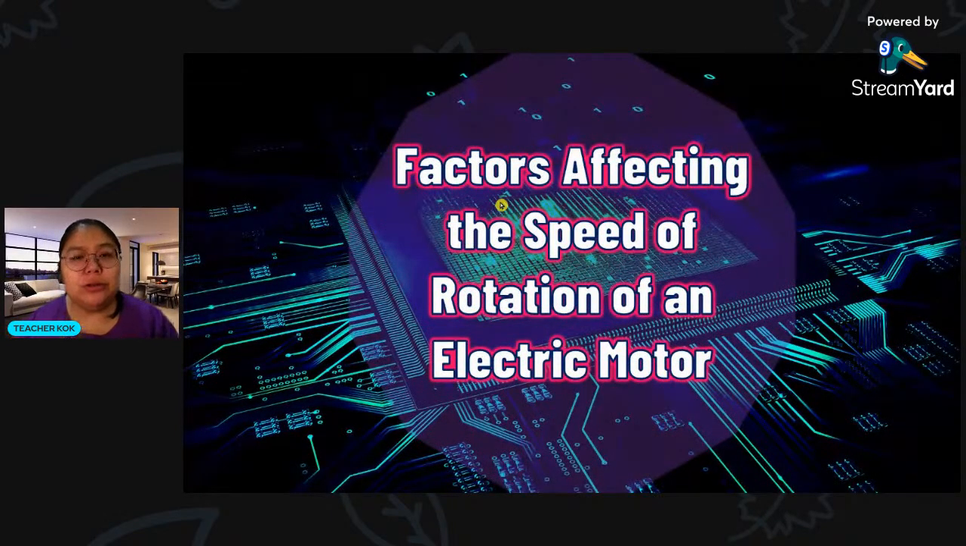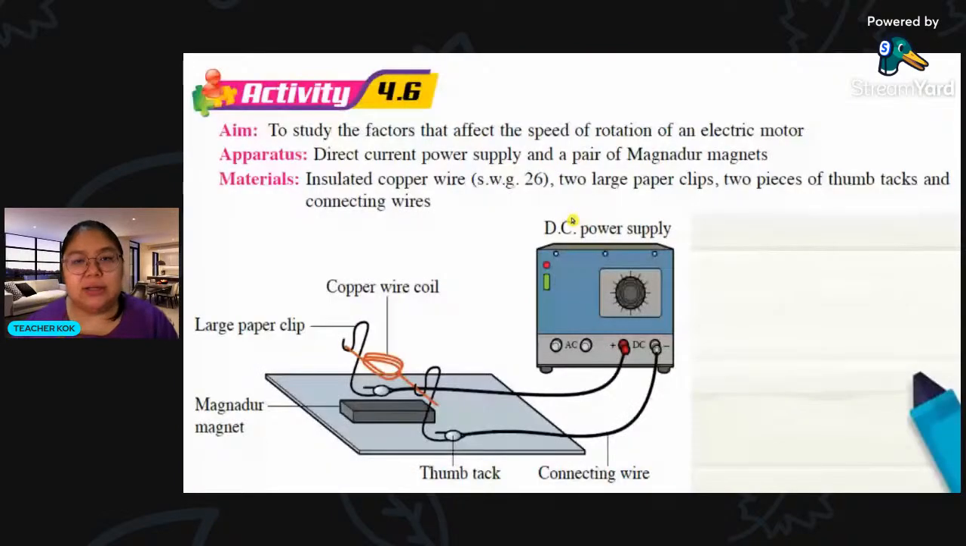Okay, now we go through the factors. This one is one of the activities from your textbook, activity 4.6. We need to study the factors that will affect the speed of rotation of the electric motor. It is a direct current motor, so we use a direct current power supply, and also a pair of magnets. Then we use insulated copper wire, the orange-colored one. After that, they tell you the SWG, that is 26.